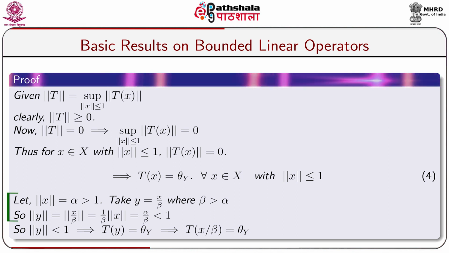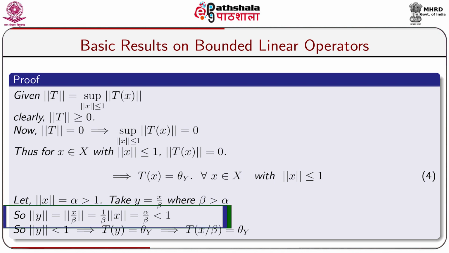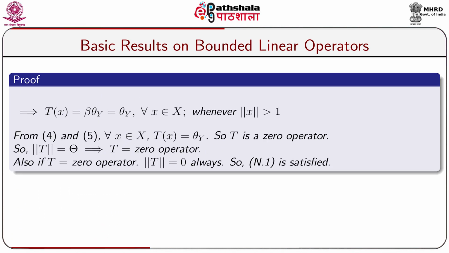Let norm of x be equal to alpha greater than 1. Take y equal to x by beta, where beta is strictly greater than alpha. So norm of y is equal to norm of x by beta, which is 1 by beta into norm of x, equal to alpha by beta, which is strictly less than 1. So norm of y less than 1 implies Ty is equal to theta Y, which implies that T of x by beta is equal to theta Y, that is the 0 vector of capital Y, which implies that Tx is equal to beta into theta Y, which is theta Y, for all x belonging to capital X wherever norm of x is greater than 1.